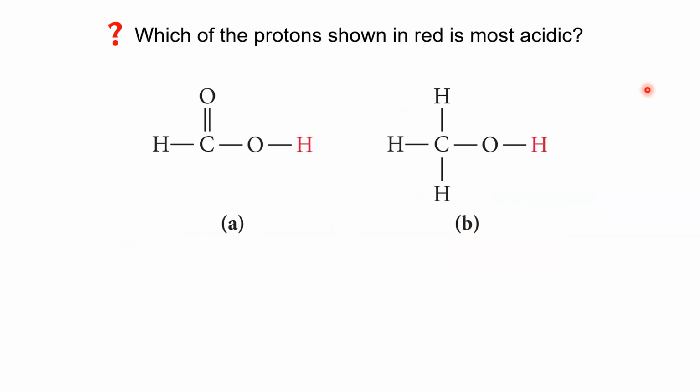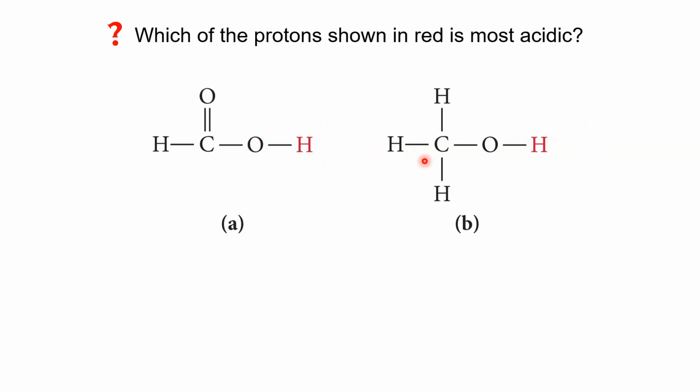So let's think about which of these protons shown in red is the most acidic. Well, we have this C double bonded to an oxygen and this oxygen here, and this C is only bound to hydrogens. So we have to think about the polarity of this bond in addition to the polarity of this bond.